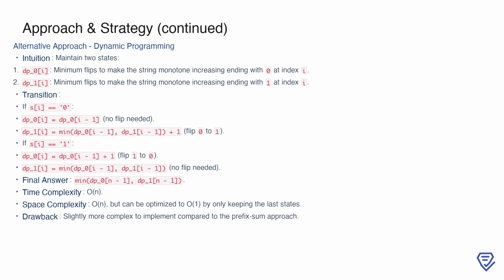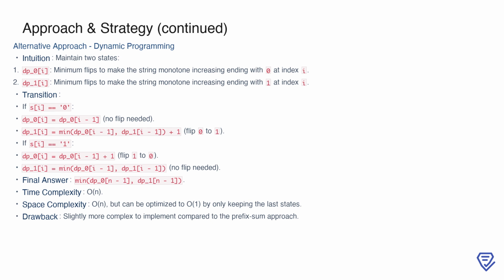If the character is 0, no flip is needed to maintain a 0 at i, so dp_0[i] equals dp_0[i-1]. However, to have a 1 at i, we must flip the 0 to a 1, so dp_1[i] is the minimum of the previous states plus 1. Similarly, if the character is 1, no flip is needed for dp_1[i], but dp_0[i] increases by 1 since the 1 must be flipped to a 0. After processing the entire string, the solution is the smaller of the two states at the final index.